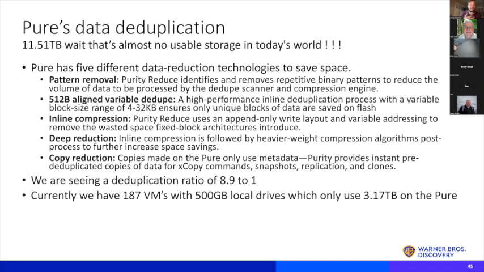So what we're seeing is we have 187 VMs. Each one of those has a 500 gig virtual drive on it. And we're only using 3.17 terabytes on these arrays. That's about a quarter of it. Getting a dedupe ratio of almost 9:1 on these devices.